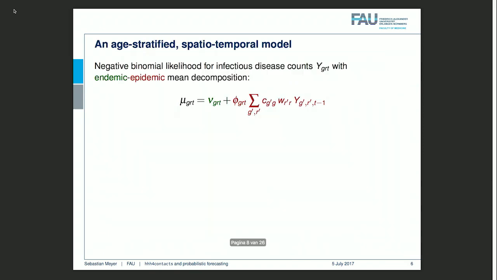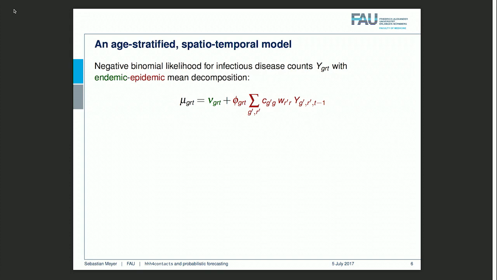Okay. So I present the idea of an age-structured spatiotemporal or areal time series model here, just in short. So the basic idea is that the mean incidence decomposes additively into two components. The green component is the so-called endemic component, which accounts for infections not linked to other observed infections. So somehow the background risk of getting infected. And the other component is the main component. So this is the autoregressive part.